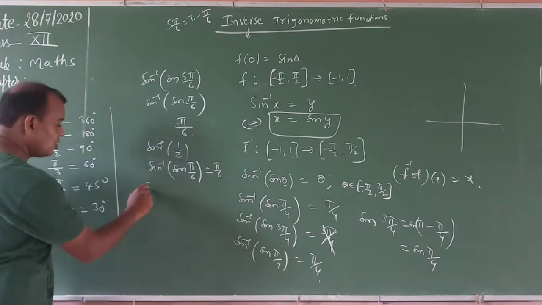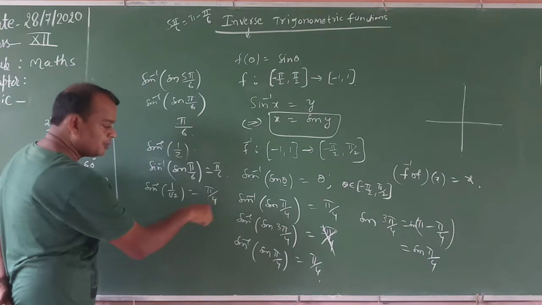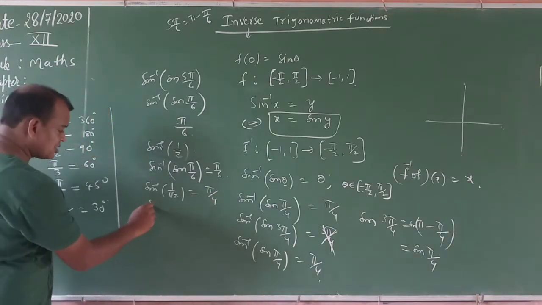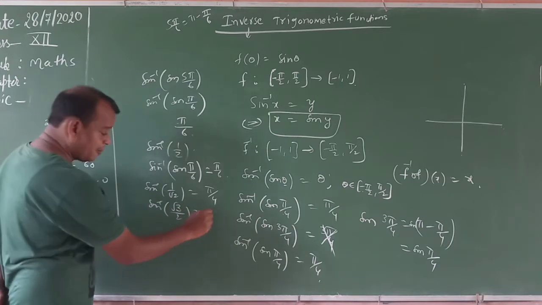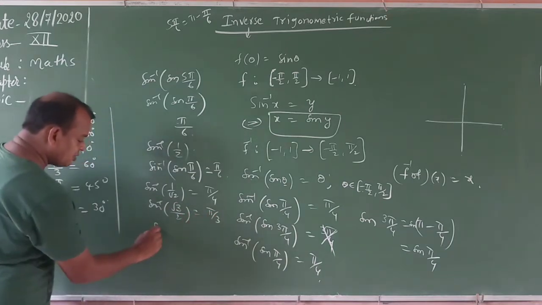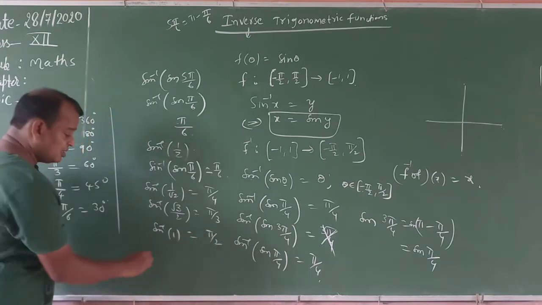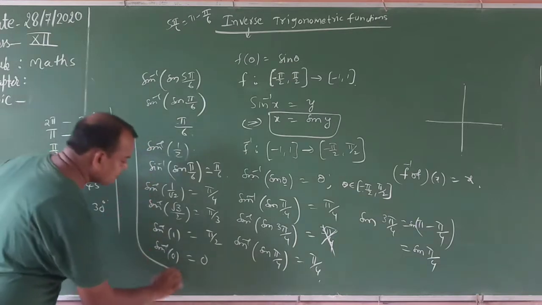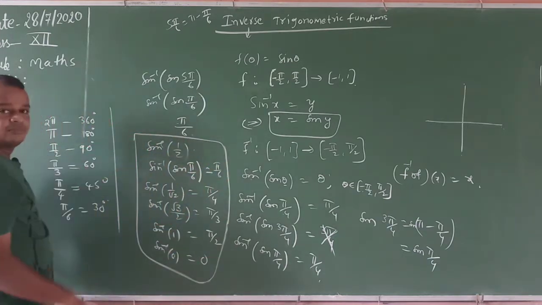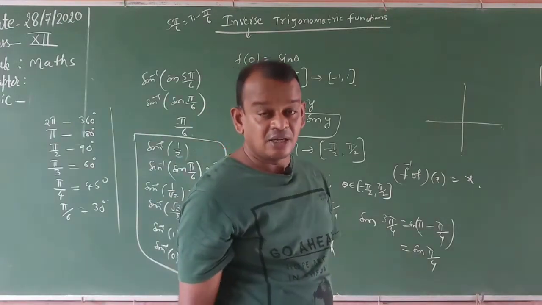Pi by 6. Now sin inverse of 1 by root 2 equals pi by 4. Directly, sin inverse of root 3 by 2 equals pi by 3. Sin inverse of 1 equals 90 degrees. Sin inverse of 0 equals 0. You remember these values. Understood or not?